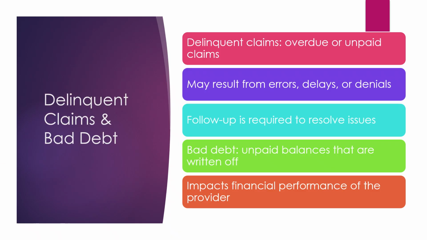Delinquent claims and bad debt. Delinquent claims are claims that haven't been paid, often due to errors, delays, or denials. These require follow-ups to figure out the issue and try to get payment. If the balance ends up not being paid at all, it may be considered bad debt and written off. This can negatively impact the provider's finances, so it's important to manage claims and follow up quickly.